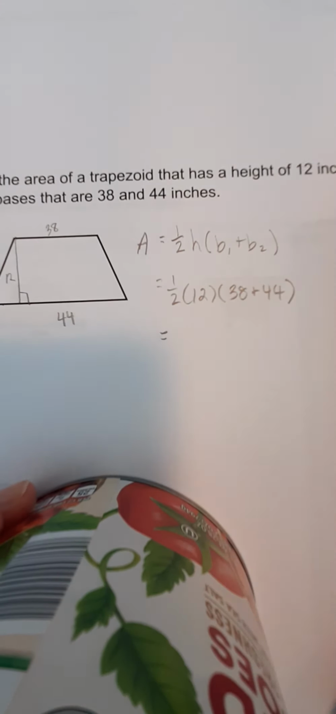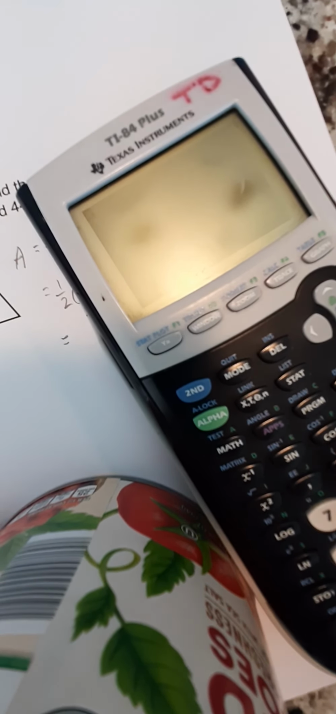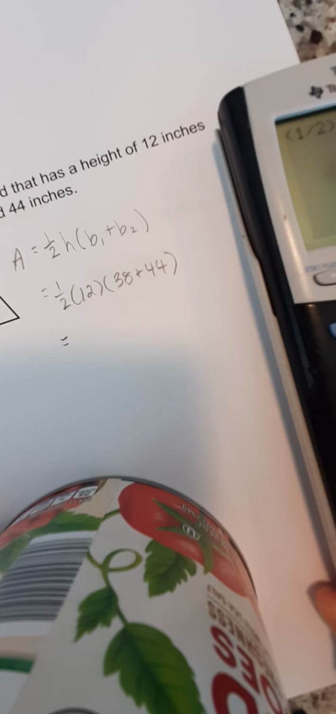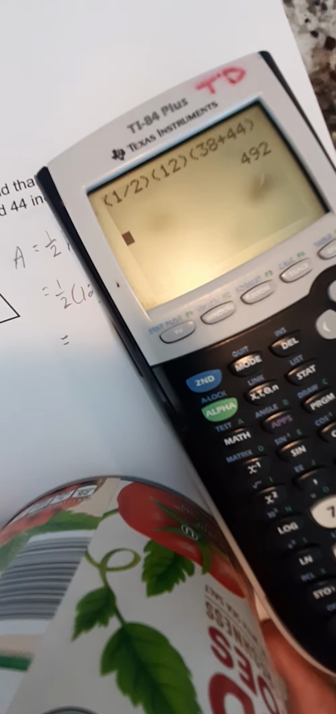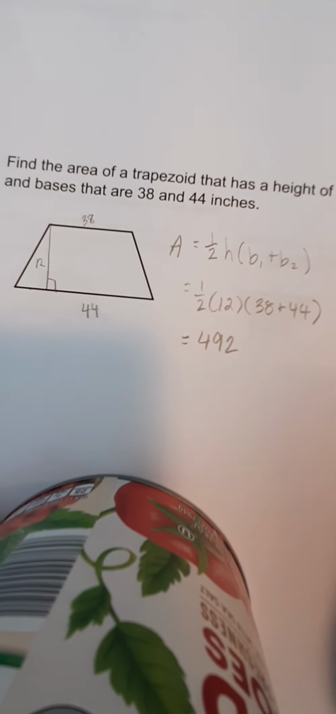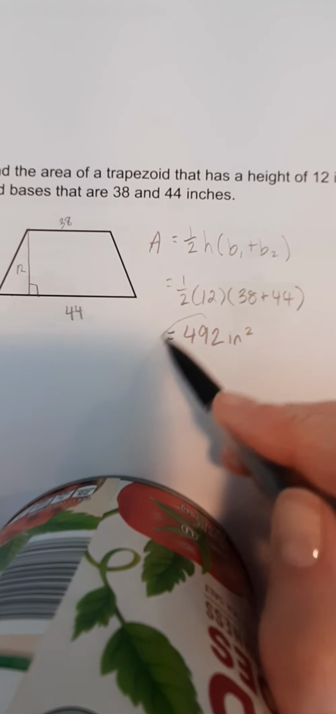Okay. So I'm going to bring in my calculator. And whenever you're putting a fraction into your calculator, you really want to put it in parentheses. So I've got 1/2 times the height, which was 12, times the base 1 and base 2 were 38 and 44. Okay, so that gives me 492. So if I go back to my paper here, 492, and my units will be inches squared. Okay, so that'll be my final answer for that problem.